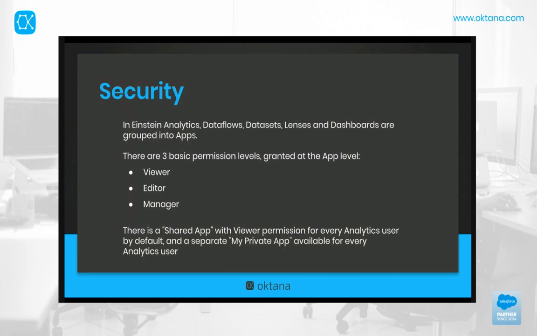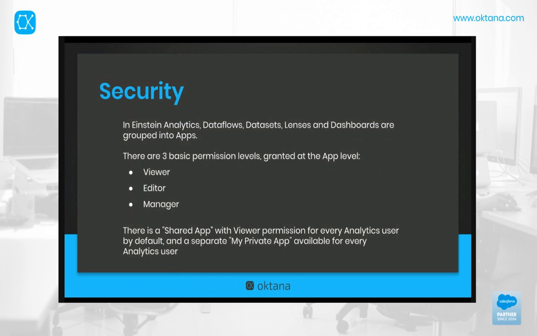On that note, every time you create an analytics user, you will have two special types of applications. There is one called the shared app. That is an application that has components that are available by default to all users. Everyone can see what is on the shared app. The administrator can add or remove permissions for that application, but by default, out of the box, this one is available for everyone to see.